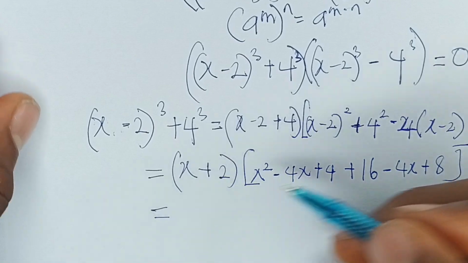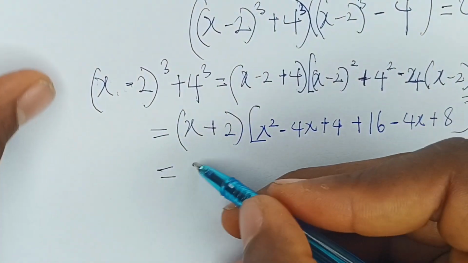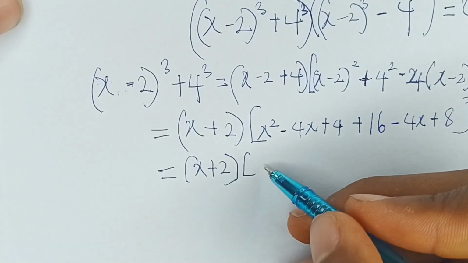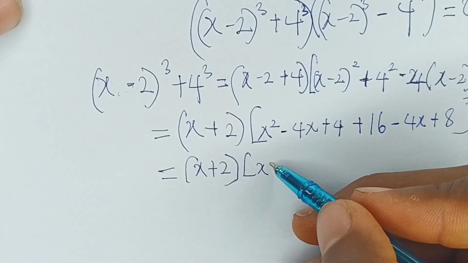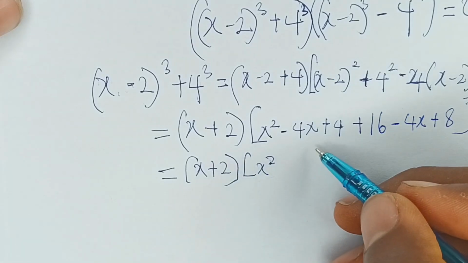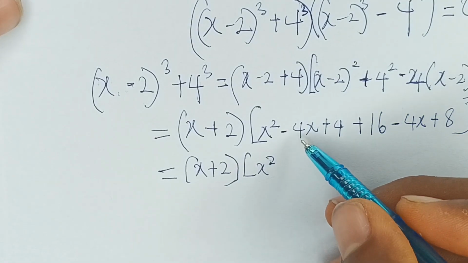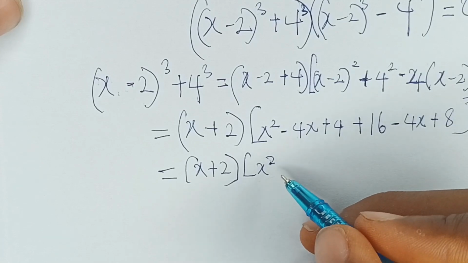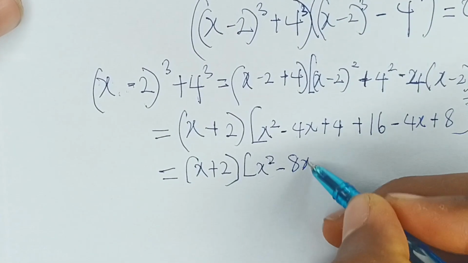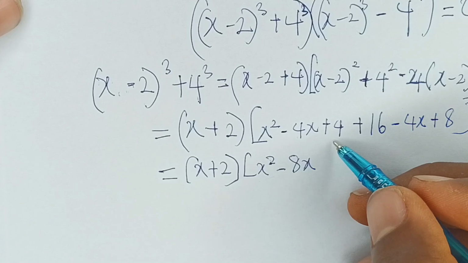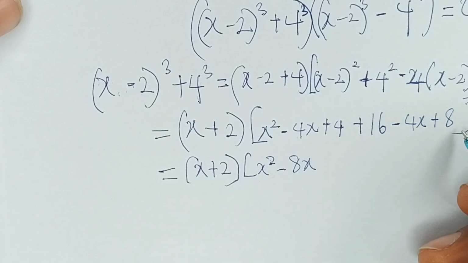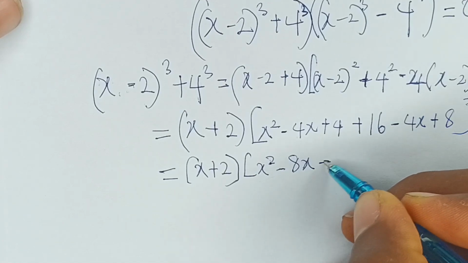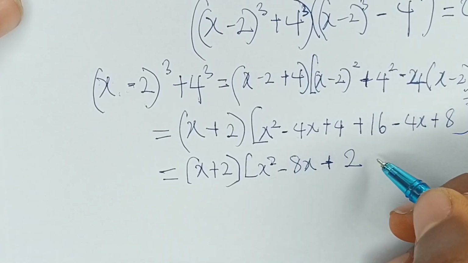And this is equal to (x + 2) multiplied by x^2, minus 4x minus 4x is minus 8x. 4 plus 16 is 20. 20 plus 8 is 28. So we have plus 28.